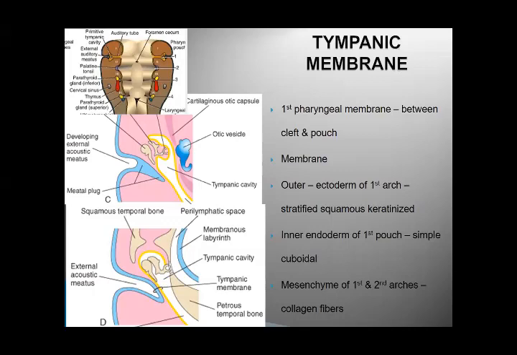Now the mesenchyme, its contribution comes from both first and second arches, and this mesenchyme develops into collagen fibers. Remember one thing, the ectoderm of the first arch, beta, will develop into stratified squamous epithelium, whereas the endoderm of the first pouch is endoderm, so it will develop into a simple epithelium. In this case, it is a simple cuboidal epithelium. Okay, that is as far as this is concerned.